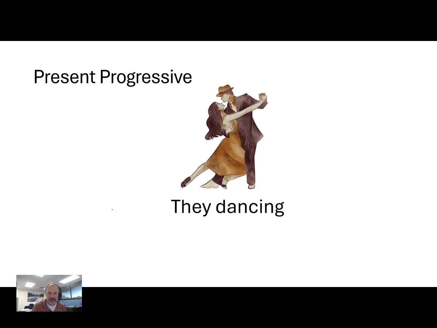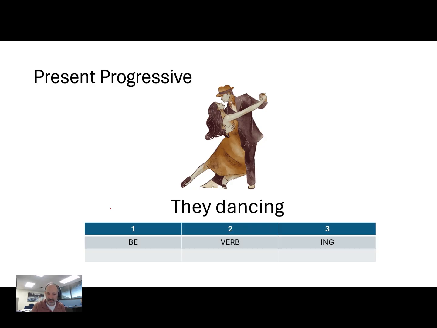Can you fix the mistake in this sentence? They dancing. With present progressive, we have to remember 1, 2, 3. I have dance, that's my 2, and ing, that's my 3. I need the 1, which is are. So I need to add are, and then dance.